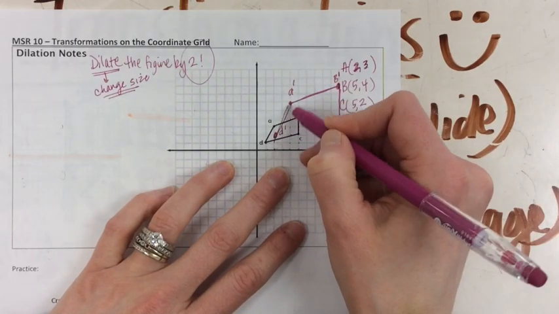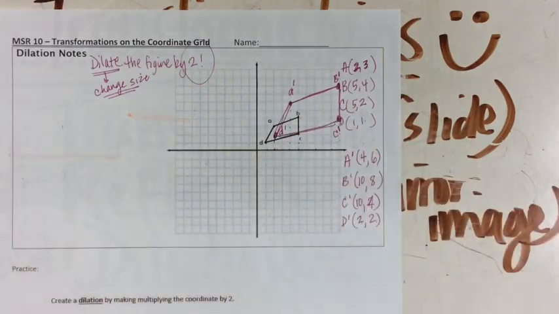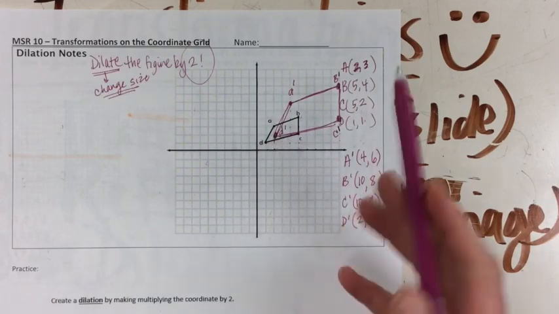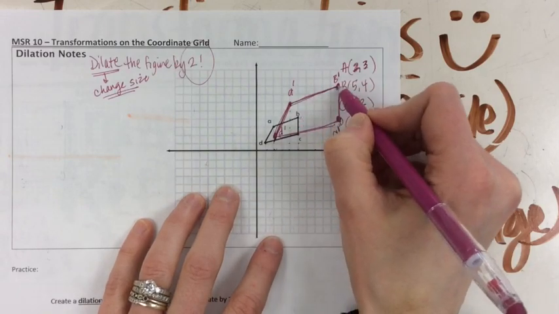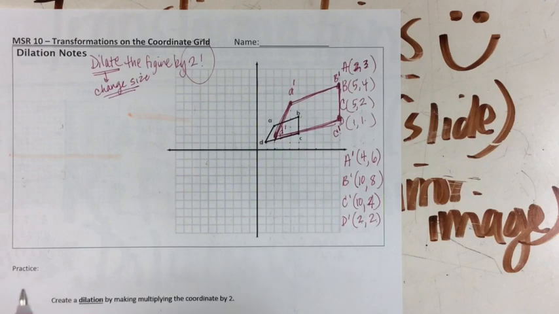And then I'm going to connect those and connect these. And what do you notice? So we've got a smaller shape, right? And then a bigger shape. Now the shape actually remained the same shape. Like the actual shape of it is the same. Just the size has changed. And we actually call that similar.